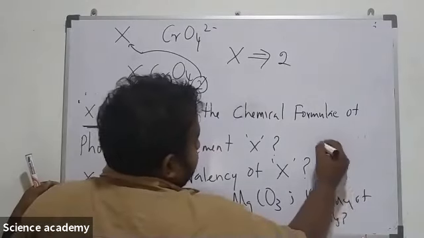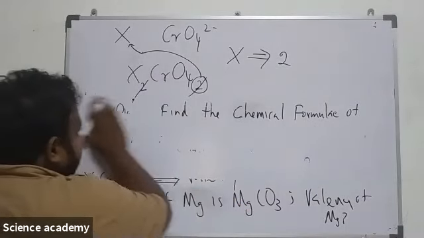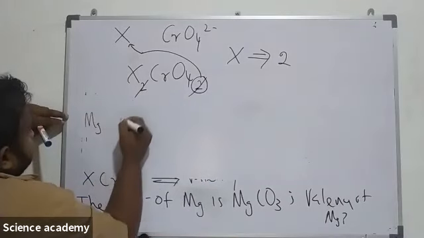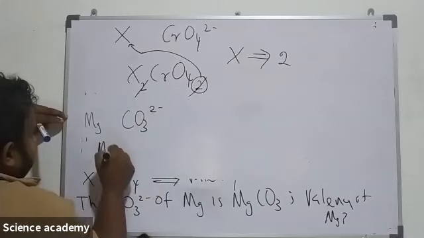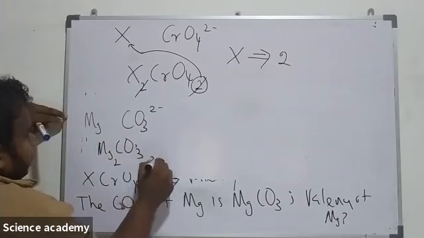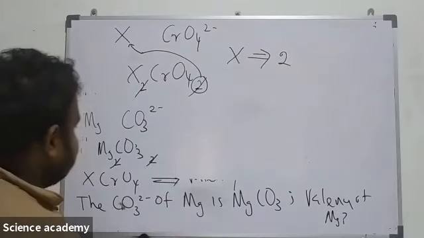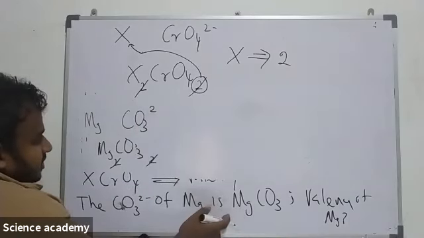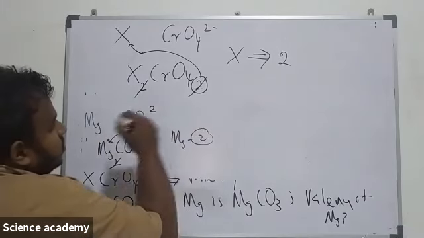Magnesium carbonate here has become MgCO3. So it has been Mg2(CO3)2, and these two got chopped. You understand? Because this 2 has disappeared in the formula, here the valence of magnesium is going to be 2.